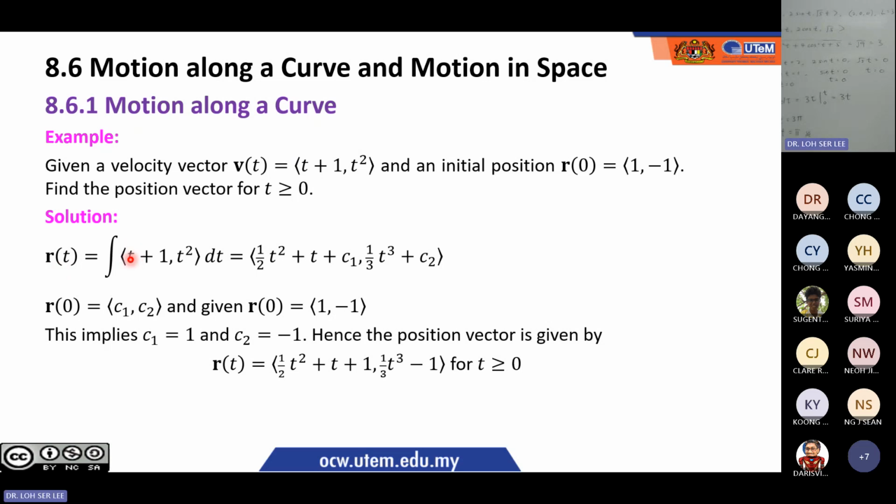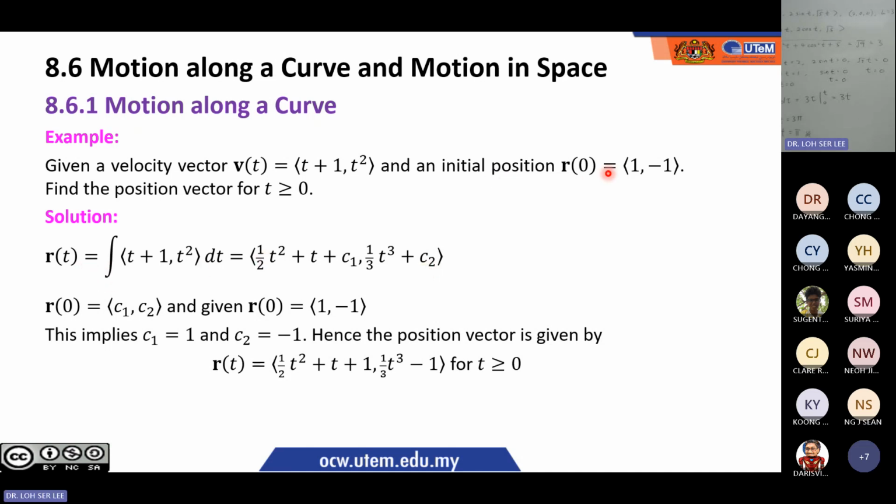So when you are integrating t with respect to t, you get t squared over 2. Okay, plus 1, you get a plus t. And then you get a plus c1. Okay, plus c1 because there is no limit given here. And then for t squared, after you integrate, you get t cubed over 3 plus another constant, which is c2.